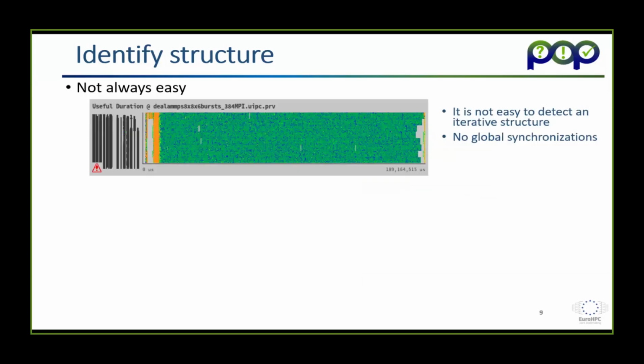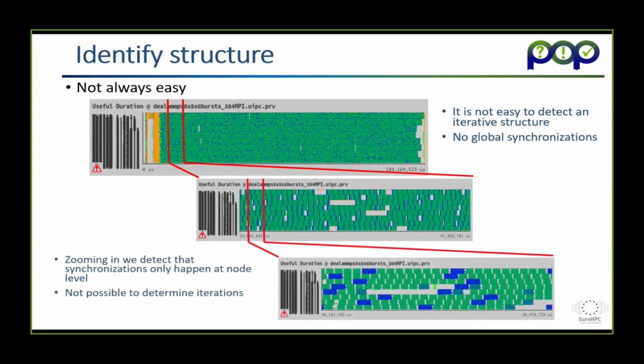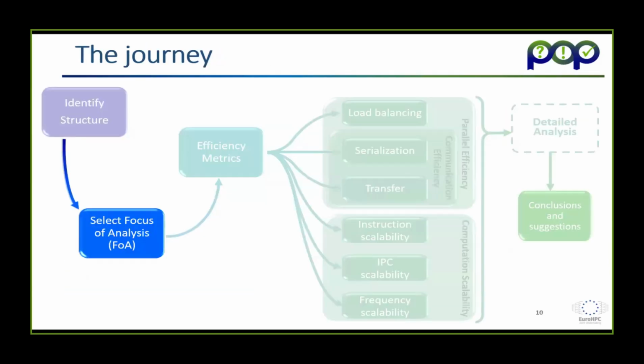And here is another one where we don't see global synchronizations. We are not able to detect an iterative structure. We can try to zoom in and still, we see some pattern, but it's not easy to say, okay, these are iterations and I can focus on this one. If we zoom in more, we see that the synchronization only happens at the node level, so it's not really possible to determine the iterations.